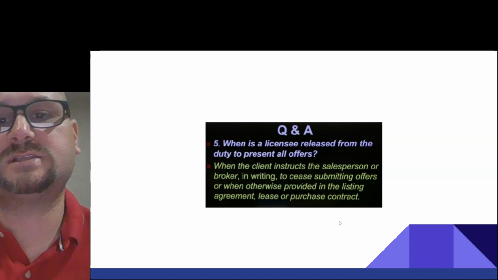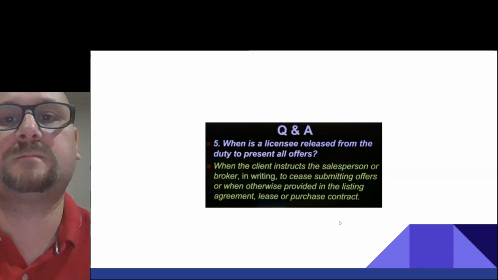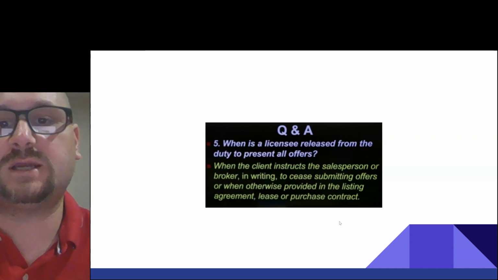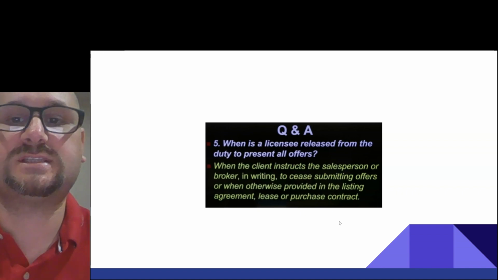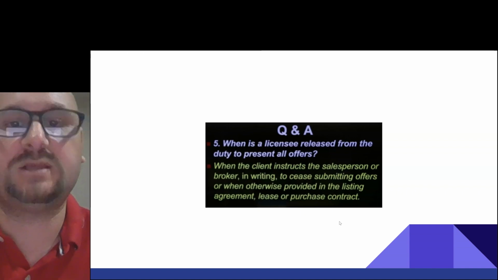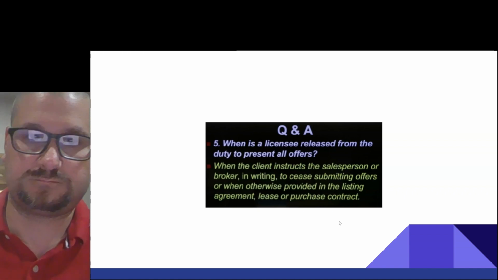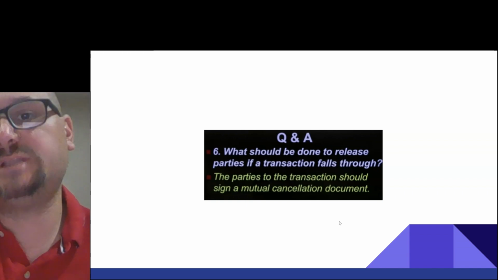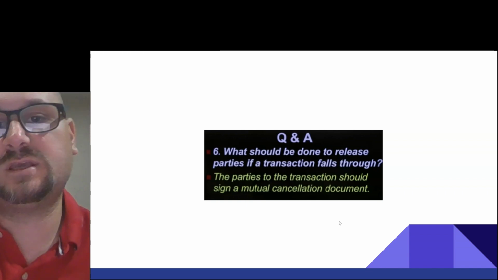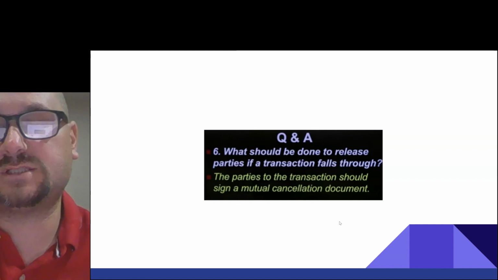When is a licensee released from the duty to present all offers? When the client instructs the salesperson or broker in writing to cease submitting offers, or when otherwise provided in the listing agreement, lease, or purchase contract. What should be done to release parties if a transaction falls through? The parties to the transaction should sign a mutual cancellation document.